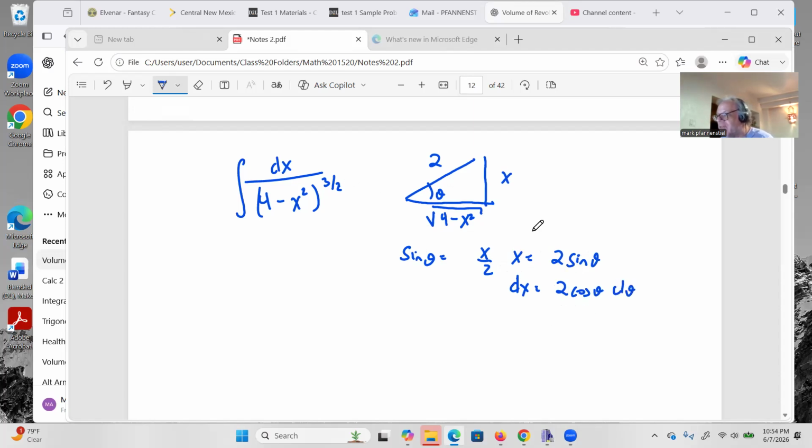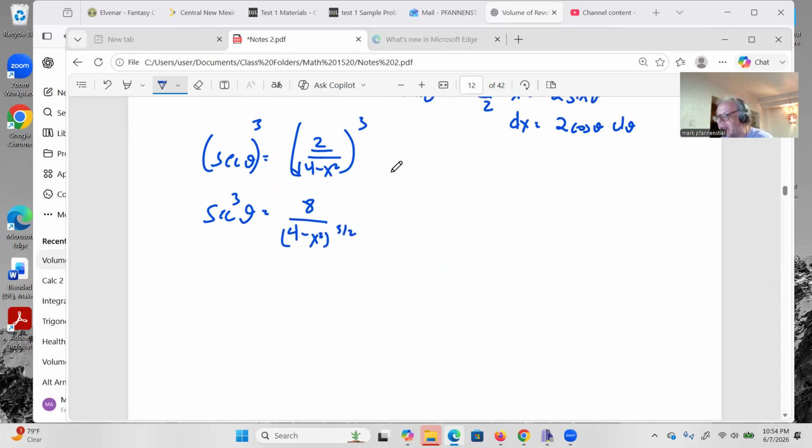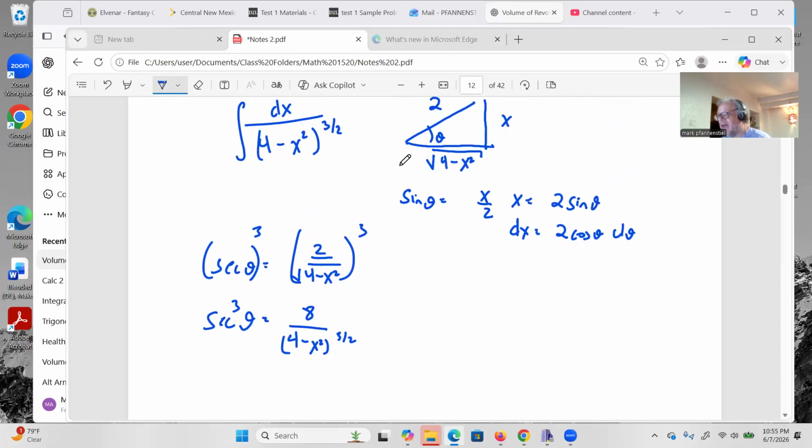All right. Now, the next thing we're going to be dealing with here is that secant of theta is equal to 2 over the square root of 4 minus x squared. I don't really want that because there's the power of three of these. So I'm going to go ahead and cube both sides of this relationship. So we're going to have secant cubed theta is equal to 8 over 4 minus x squared raised to the 3 halves power. Okay, so that might be a little bit easier for us to figure out here.